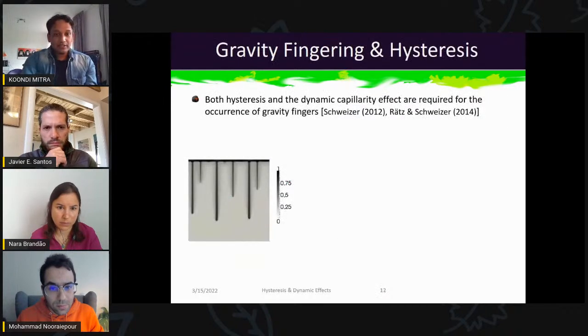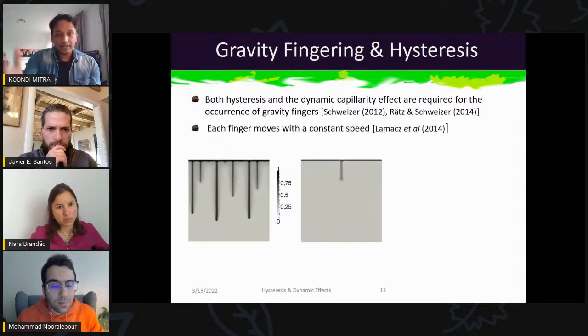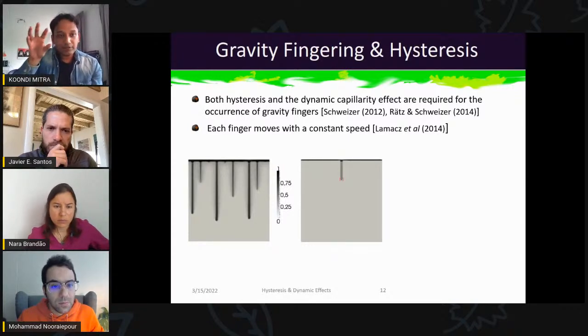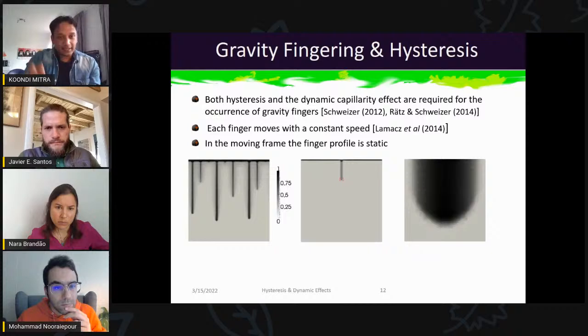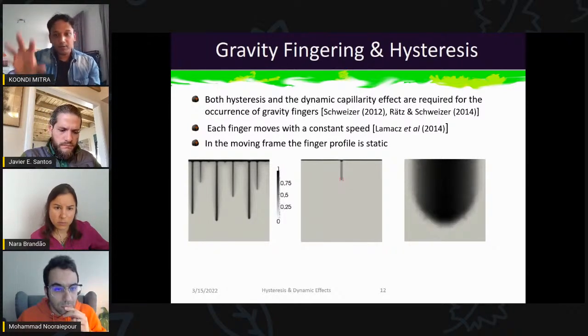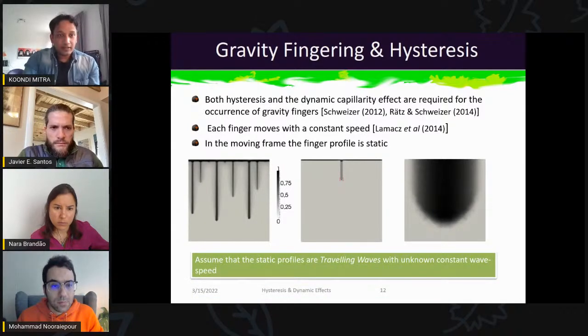Now, it was known that you need both hysteresis and dynamic capillarity to explain this situation. And from numerical experiments, it was known that all these fingers in a homogeneous soil should move with a constant speed. Now, if you put a frame on these fingers moving with that same speed constantly, then in this frame the finger looks kind of static, right? And this motivated us to consider a traveling wave problem moving along with the fingers. And if you find the solutions of this problem for a given wave speed, then we can also explain how the fingers are formed.